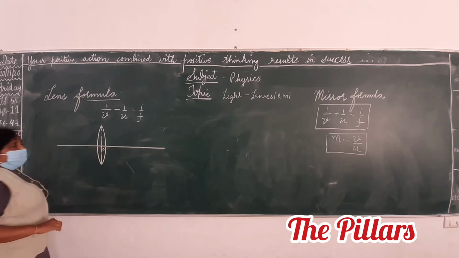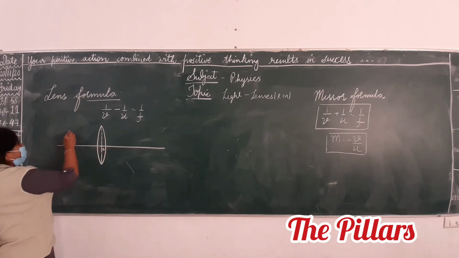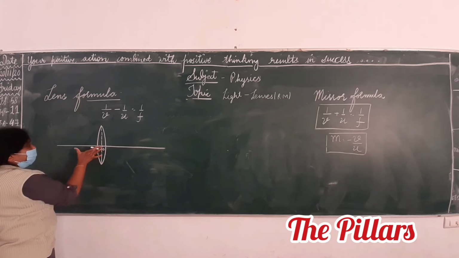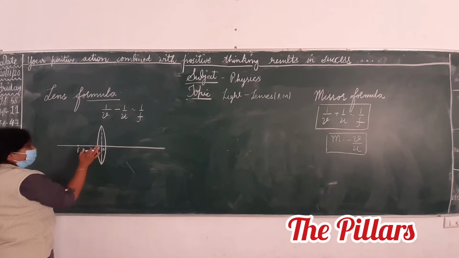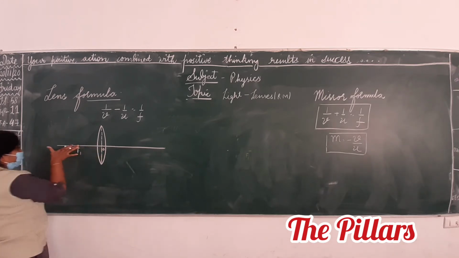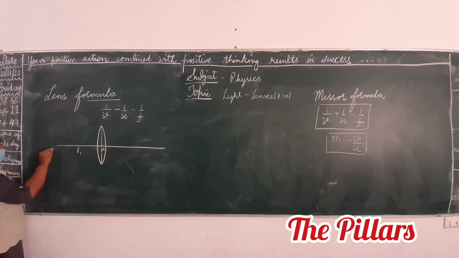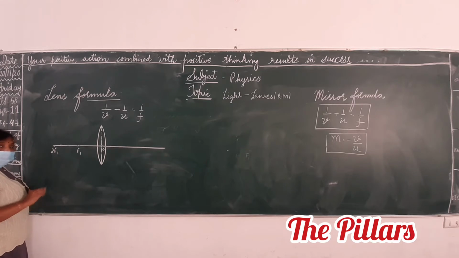This is our optical center. And we will mark F1, 2F1. We are going to derive this. This derivation will not be asked to you in your board examination. But I just want to derive how we came to this formula.